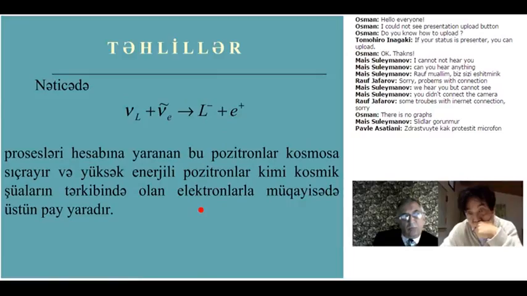But the positrons, which are produced at the expense of these reactions, are emitted to the cosmos, to space, and they contribute to the cosmic rays, cosmic high energy particles, but other particles, the charged leptons, muons and tau leptons, stay there. Next slide, please.